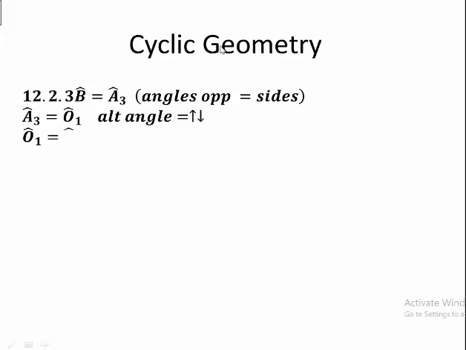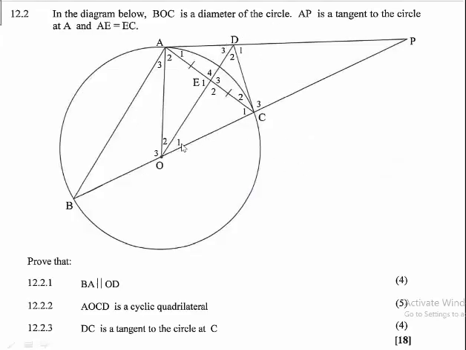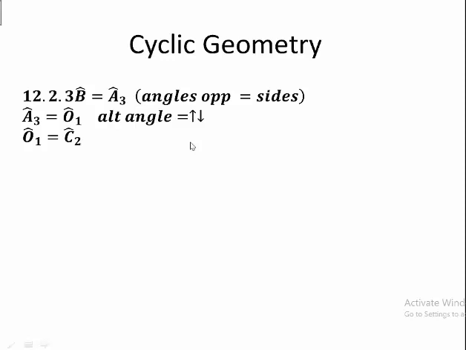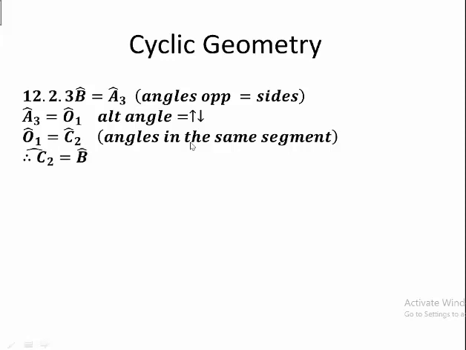Now O1 is equal to C2, right? O1 is equal to what? C2. Now why do you think O1 would be equal to C2? This again is another very important thing that you should note. Angles in the same segment are equal, right? So you should always note that part of the question. And if you are struggling, please hit us up. Therefore your C2 is equal to B, and as a result DC is a tangent to the circle. Converse tangent chord.